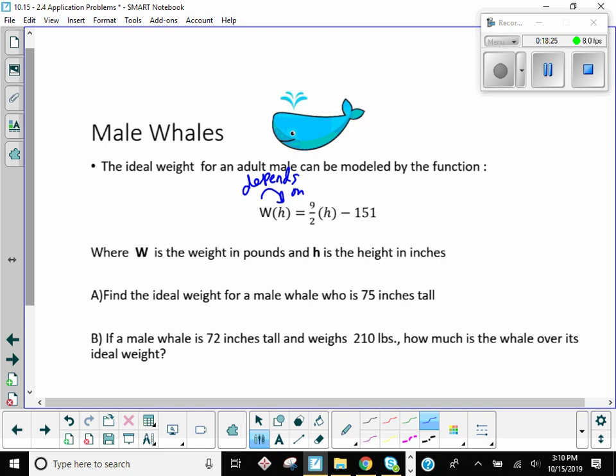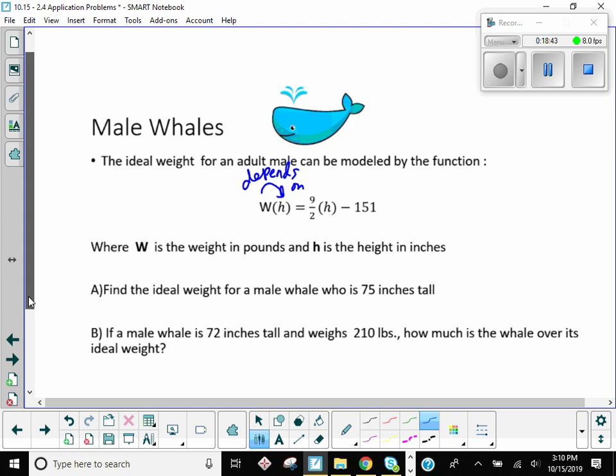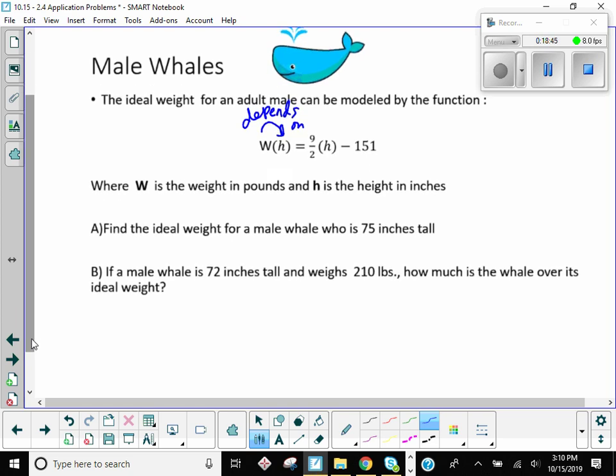How are you going to do that? Part A. Find the ideal weight when you know the height is 75 inches. What math are you? Plug it in, right? Plug it in, plug it in. And because we're practicing function notation, I'm going to be very teachery and write this. You're finding W of 75. That's what you're finding. So take a minute and do your math.